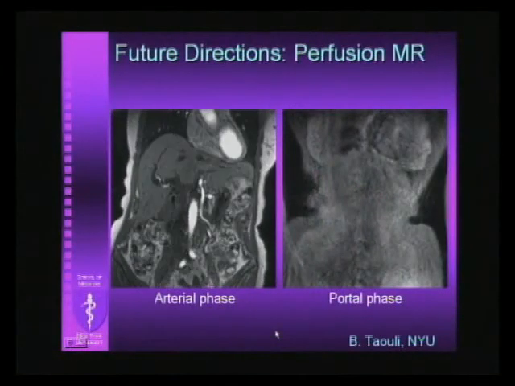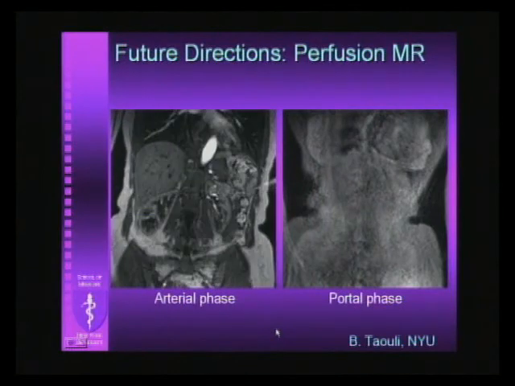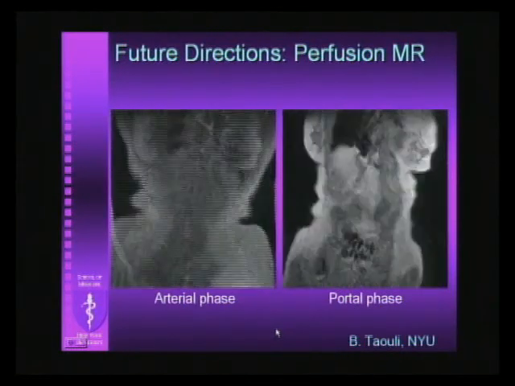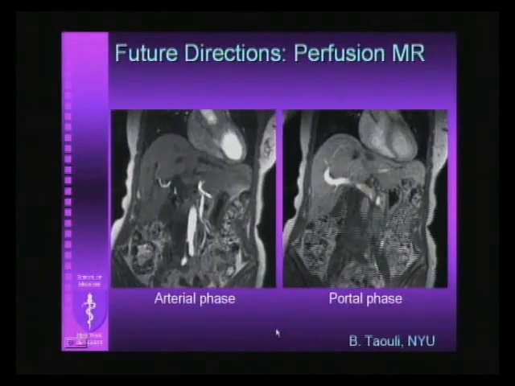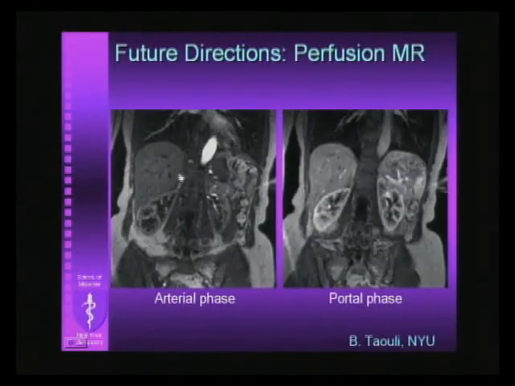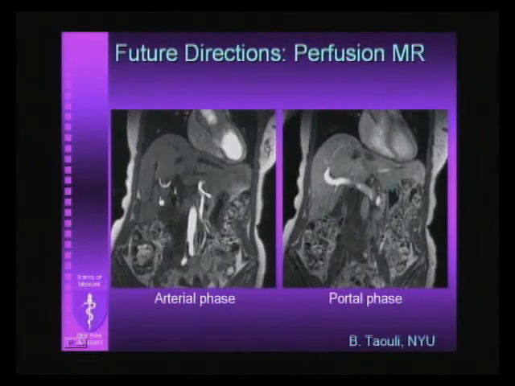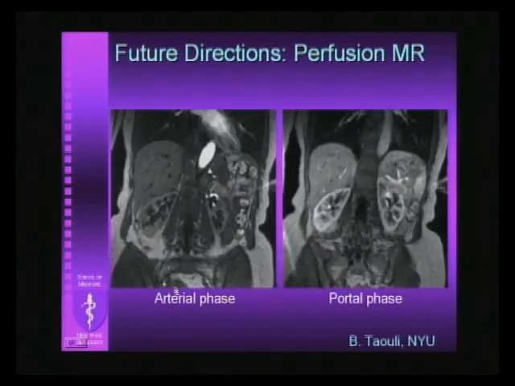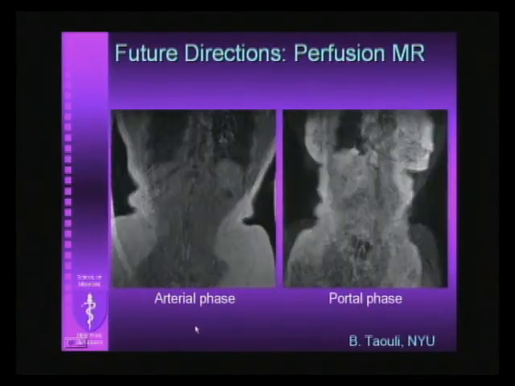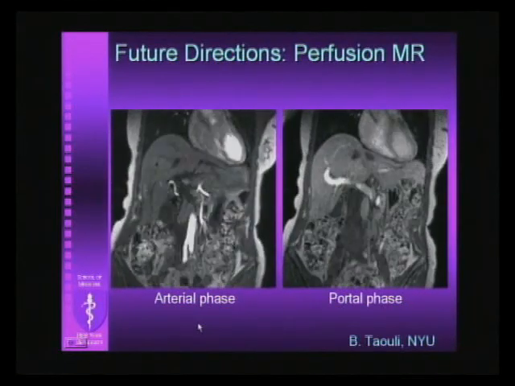And this has led us to be quite interested in the concept of perfusion imaging with multiple arterial phases. Dr. Tauli, who you'll be hearing from next, is performing some research using these very fast 3D acquisitions. You can acquire these in less than 5 seconds and get the whole liver. And by repeating these over time, you can get multiple arterial phases, and he's examining whether this can improve our detection of hepatomas, particularly the smaller lesions.